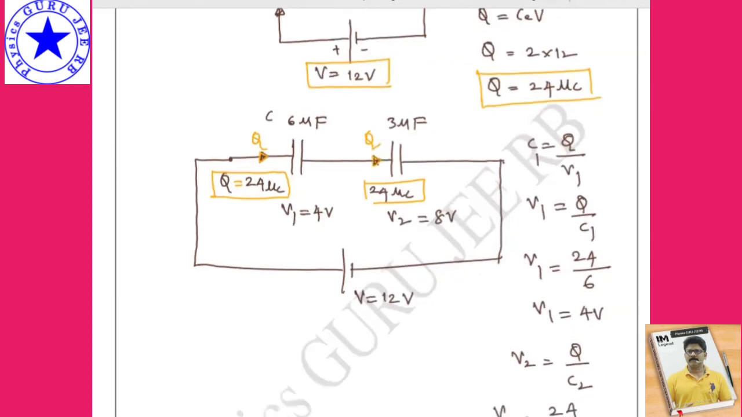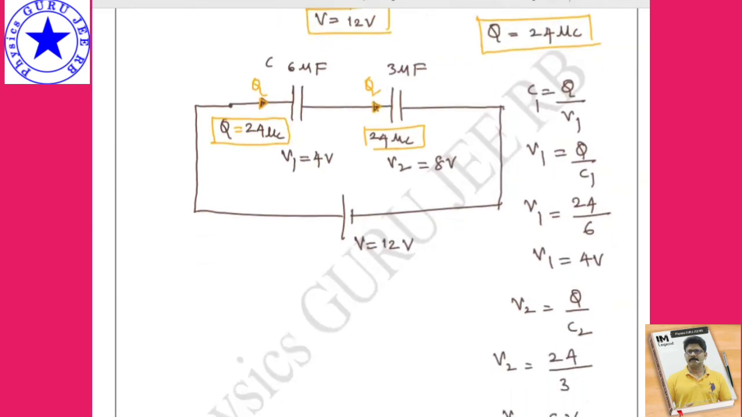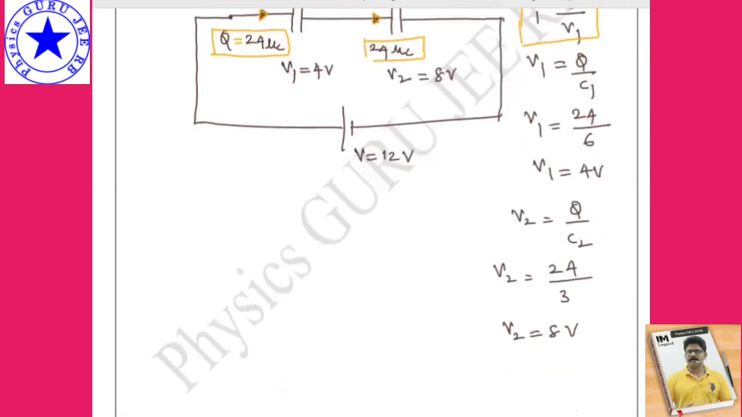So if I want the potentials, how to calculate? See, C1 is equal to Q by V1. Similarly, V2 is equal to Q by C2. Then what is V1? 4 volts. What is V2? 8 volts. So you can check whether it is correct or not.